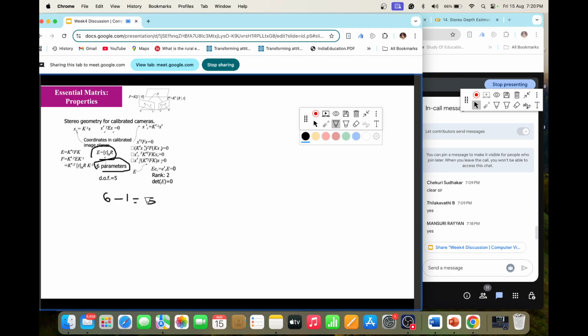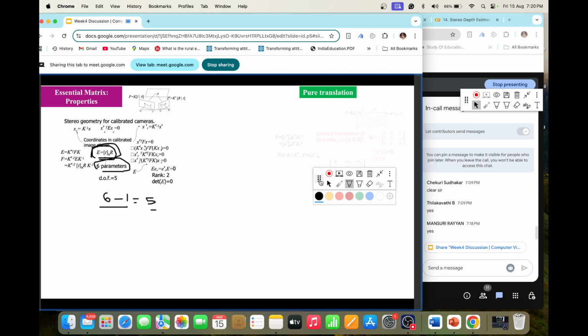So that is why we have 6 parameters in total, and 1 we always do for scaling. So that is why our essential matrix will have 6 minus 1, that is 5 parameters, or 5 will be the DOF of the essential matrix. Other property you already know. This property you already know, how we can get the essential matrix equals to tx into r. So this is what you need to understand.